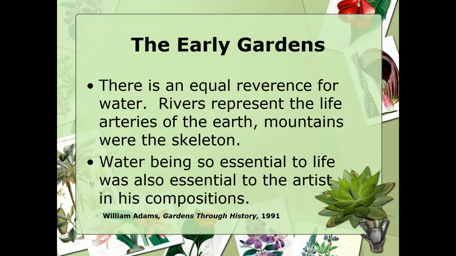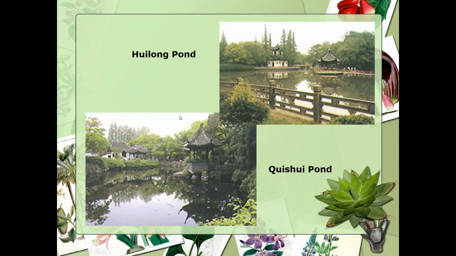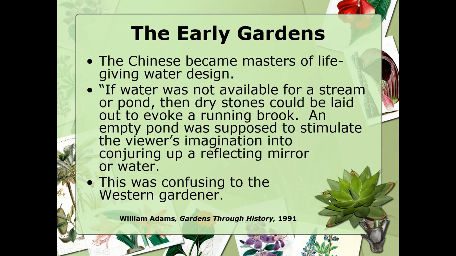So if we keep going, there's equal reverence for water. Rivers represent the life arteries of the earth, and mountains were the skeleton. Water is essential to life, so it is essential to the artist in his composition. And we don't only see that in how they're dealing with their gardening techniques. We also see that in some of the slides you can find in here with the watercolor and calligraphy in China and Japan, where they use different brush strokes. And everything that they have is so cohesive, from their interiors, their exterior architecture, their gardening, with the same type of sweeping gestural movements that they reflect.